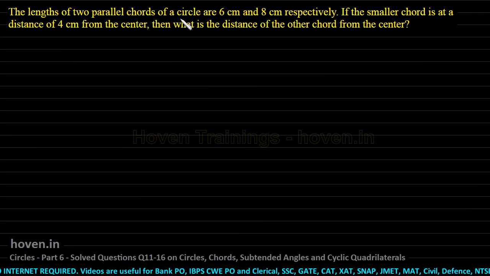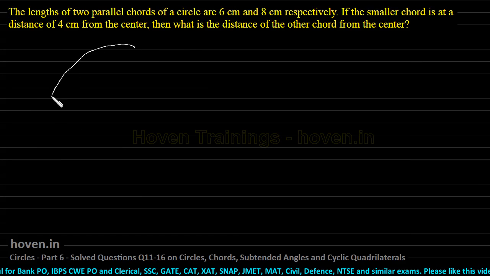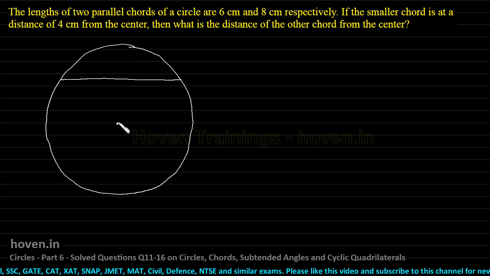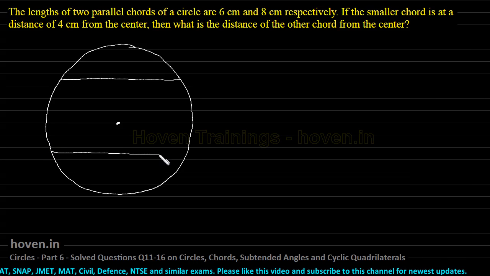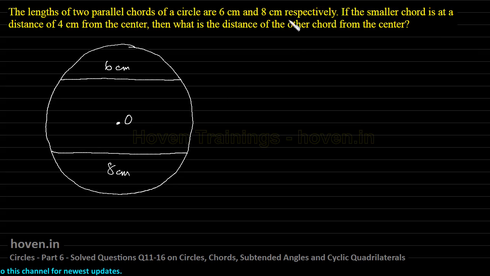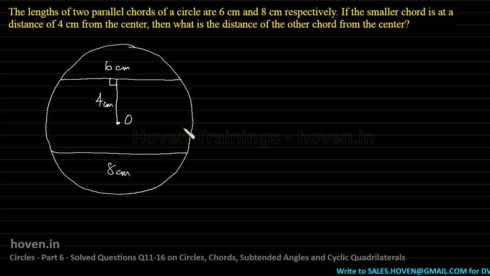The lengths of two parallel chords of a circle are 6 and 8 centimeter respectively. Let us first of all draw a circle, and let me suppose this is the center. Let me also draw two chords. This is one chord given to us. Its length can be marked as 6. The second chord is 8 centimeter, and this is the center of this circle. If the smaller chord is at a distance of 4 centimeters from the center, smaller chord is 6 centimeter. So we have been given, if this is perpendicular, this distance has been given to us as 4 centimeter.